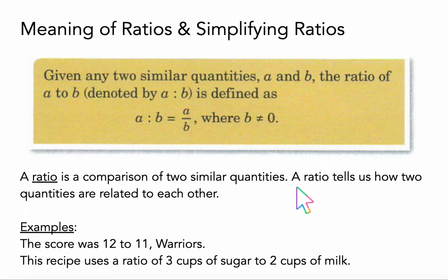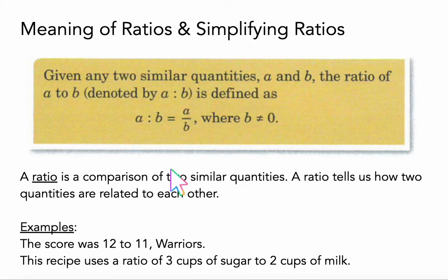And a ratio is used to tell us how two quantities are related to each other. This is an important vocabulary word, so this should go into your notebook. A ratio is a comparison of two similar quantities and tells us how two quantities are related to each other.